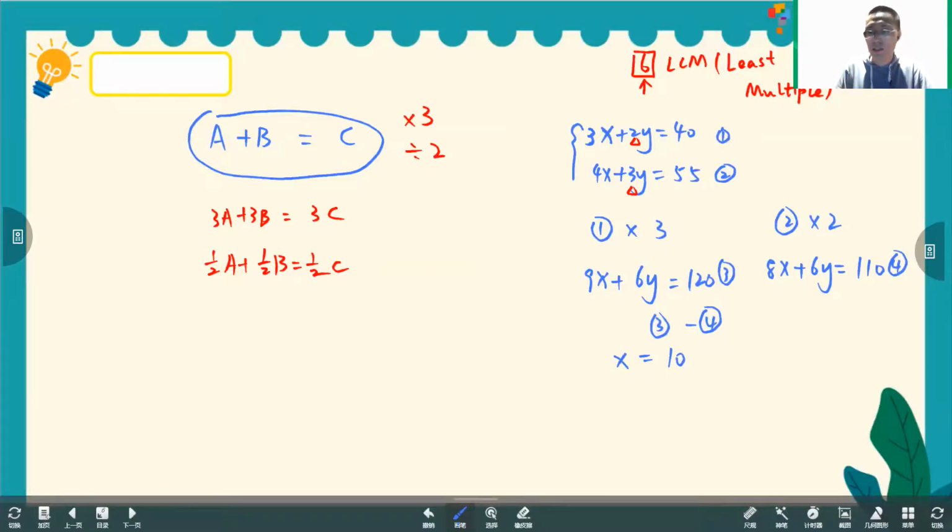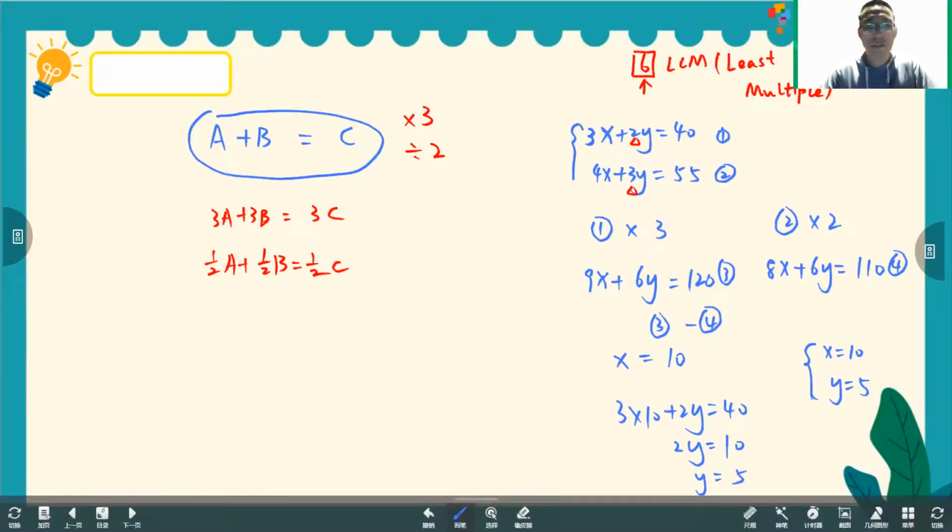Yeah, so if we plug it back into, for example, equation number 1, we will have 3 times 10 plus 2y equals to 40. And that will give us 2y equals to 40 minus 30, 10. y equals to 5. And congratulations to everyone who got x equals to 10, y equals to 5. That is the correct answer. Yeah, just remember, we always write it in this format. Very good. Well done, everyone.